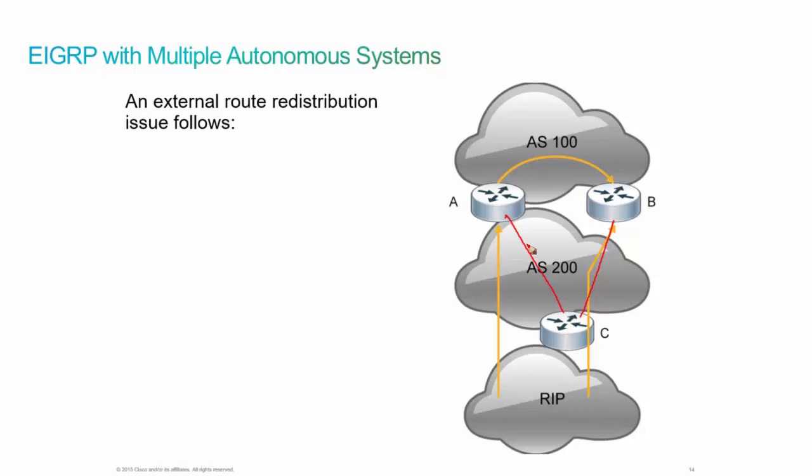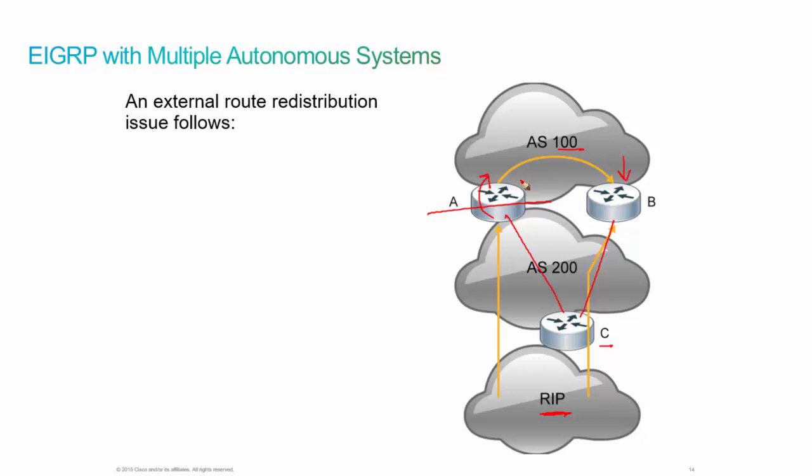Now in this example, router A is sitting on the border of two different EIGRP autonomous systems. AS200 is where that external route comes in. It is then going to be redistributed into AS100. So we've got to do a redistribution process and bring that into AS100, and then we're going to pass that over to router B. So router B has learned that prefix, the RIP route. He's learned it in AS200 from router C, as well as in AS100 from router A.